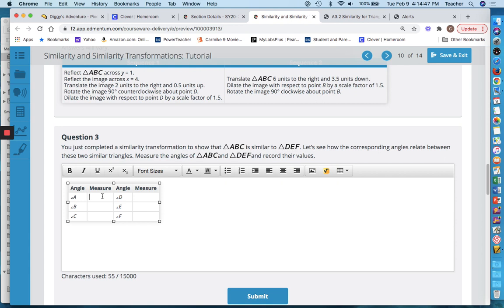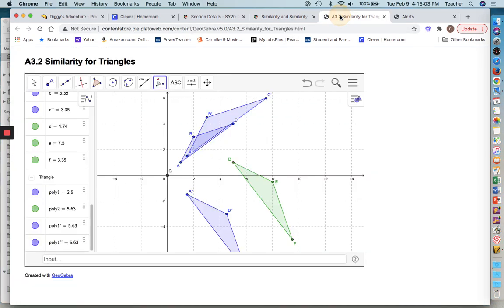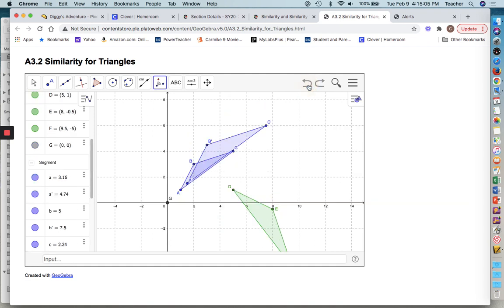Question 3. Okay, you just completed a similarity transformation to show that ABC is similar to DEF. Let's see how the corresponding angles relate between the two similar triangles. Find the measures of angles ABC and DEF and record their values. Okay, that's an easy one. So let me get back to my original figures, you guys.